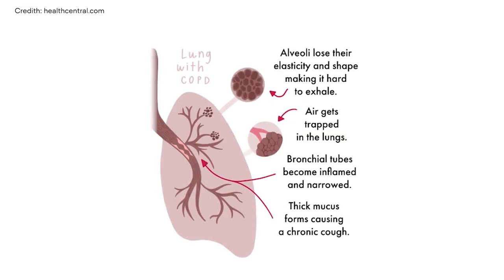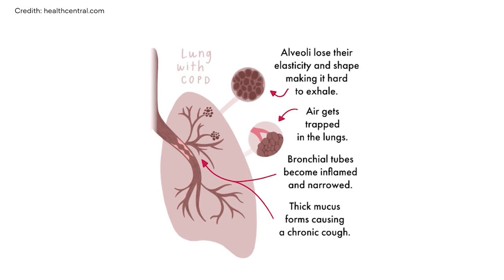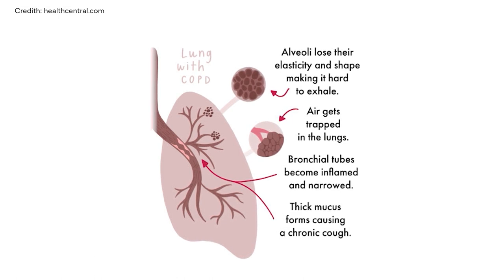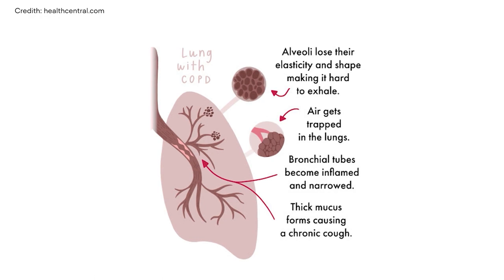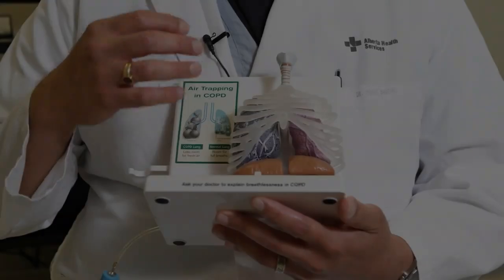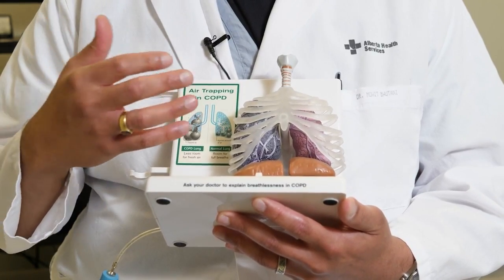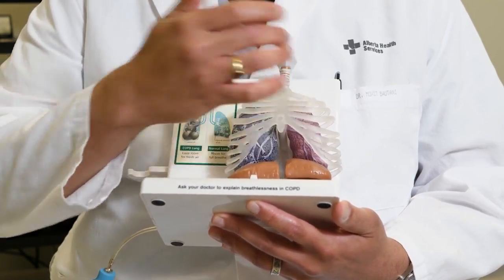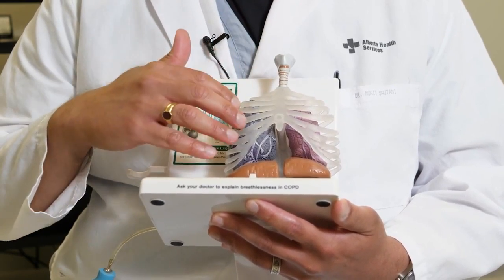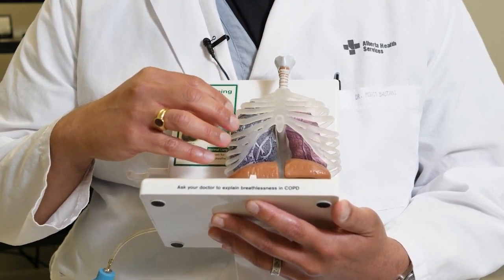The damage that occurs due to the inflammation within COPD makes the air getting into the lungs not so difficult, but the air to get out is more challenging. So patients tend to stack their breaths. So this is a nice model. I think what it nicely demonstrates here is the differences between, on the left here, a healthy looking lung, and on the right here, a diseased lung secondary to COPD.